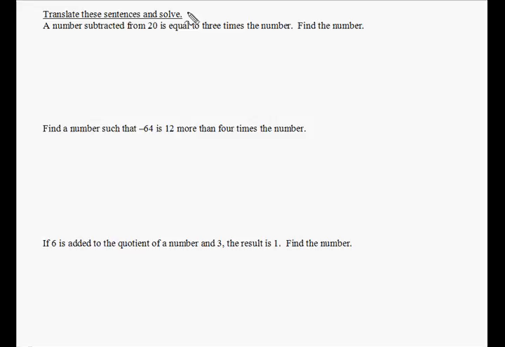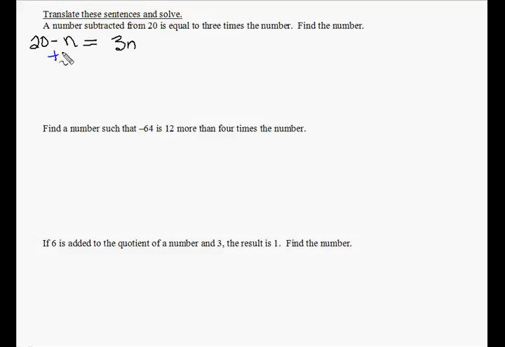Let's translate these sentences and solve. A number, we'll use n, subtracted from 20 means it is being taken away from 20, so I need to have the 20 before the n. So n is subtracted from 20 is equal to 3 times that number, the same one we already indicated, which was n. To solve this problem, we have n's on both sides of the equation.